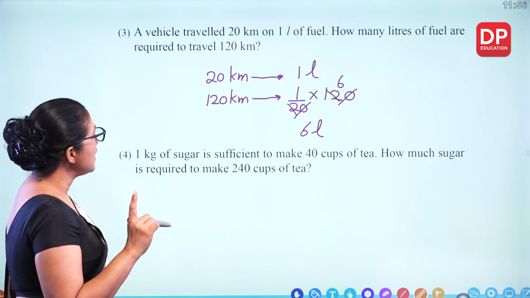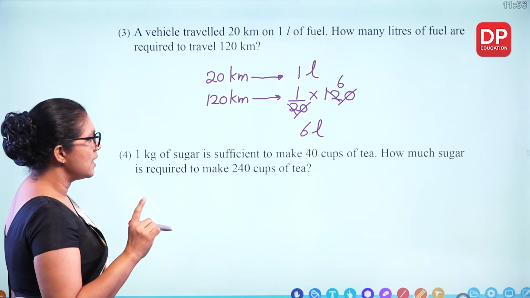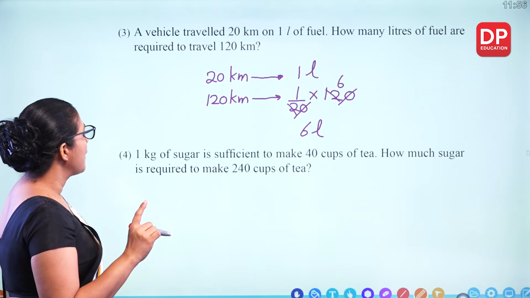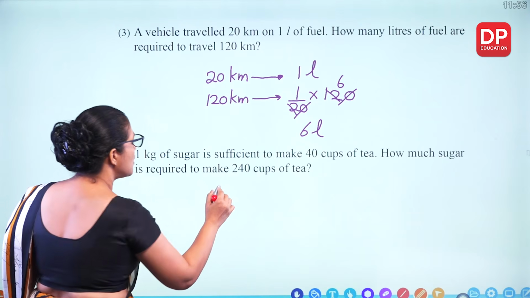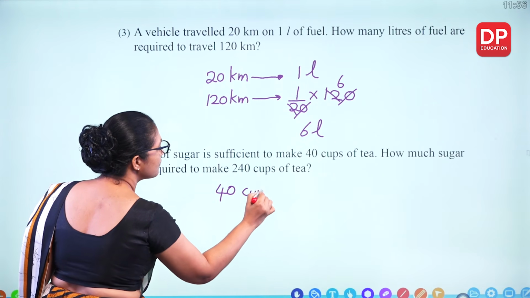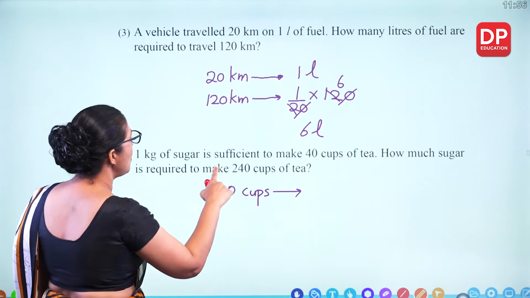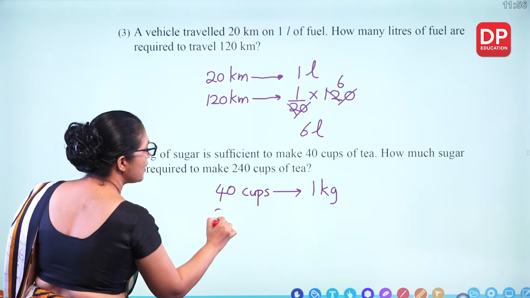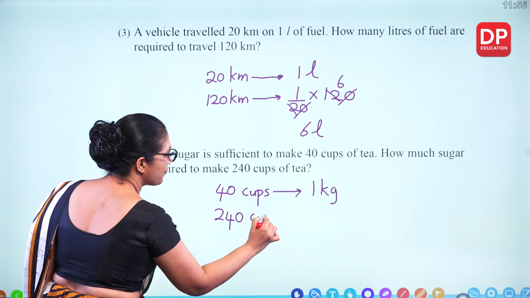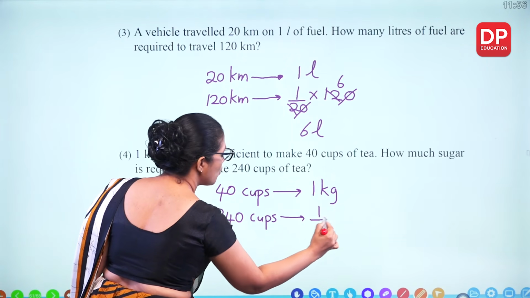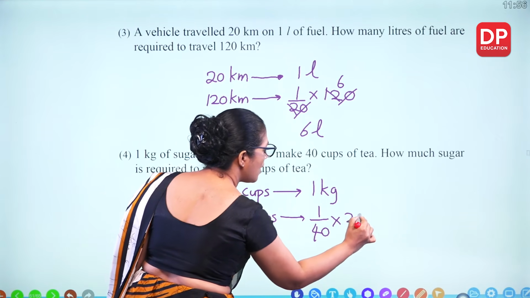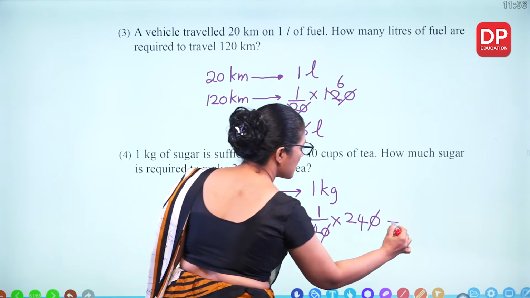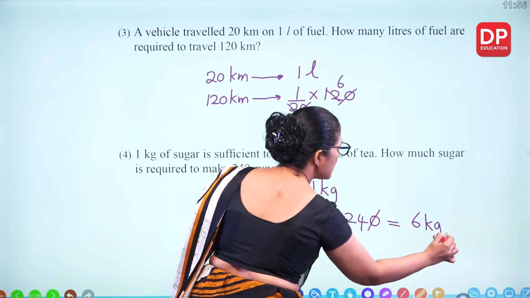1 kilo of sugar is sufficient to make 40 cups of tea. How much sugar is required to make 240 cups of tea? So you need 240 cups. So 40 cups, you need 1 kilo of sugar. So what about 240 cups? You can find for 1, that's 1 over 40 and multiply by 240. 4 times 6. So 6 kilos needed.